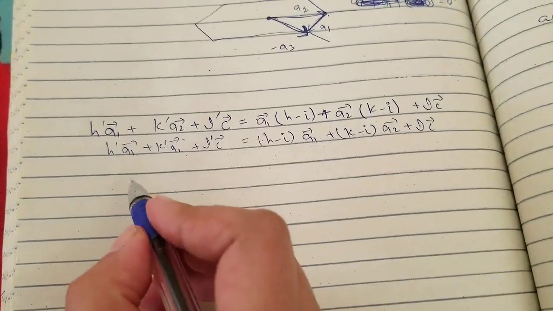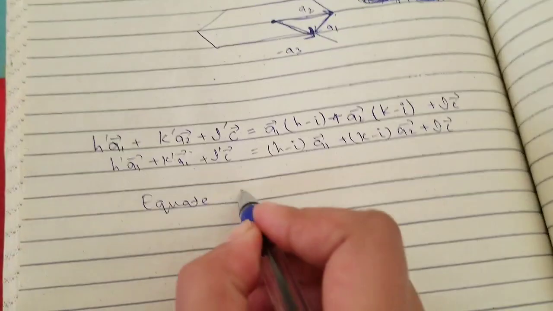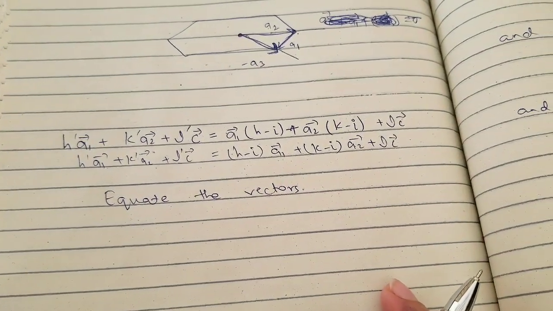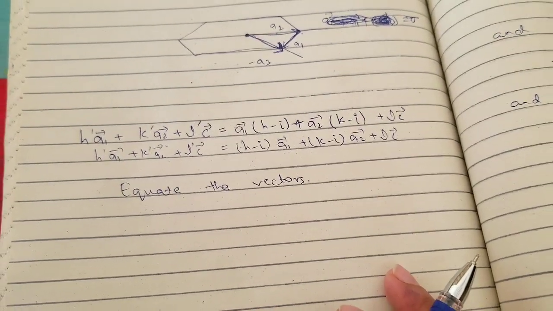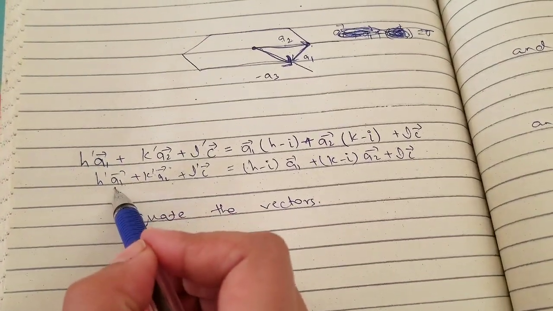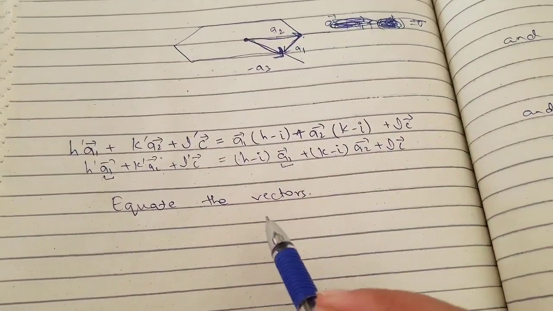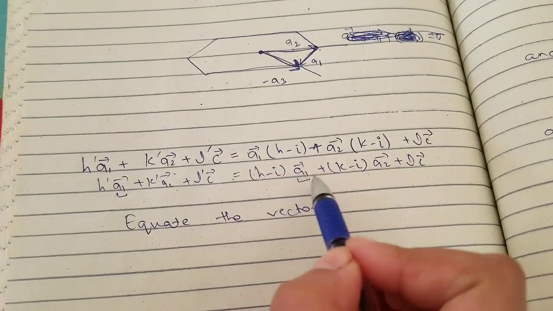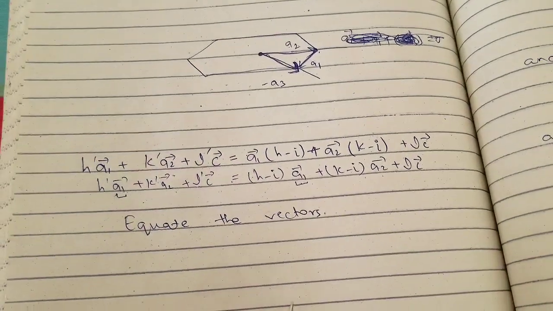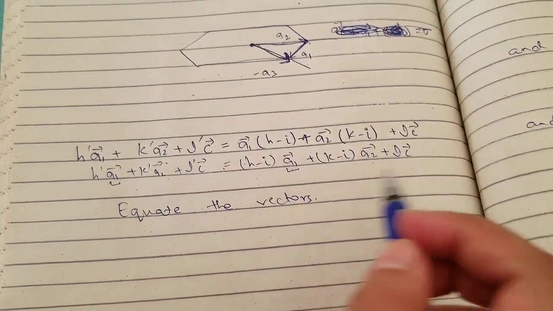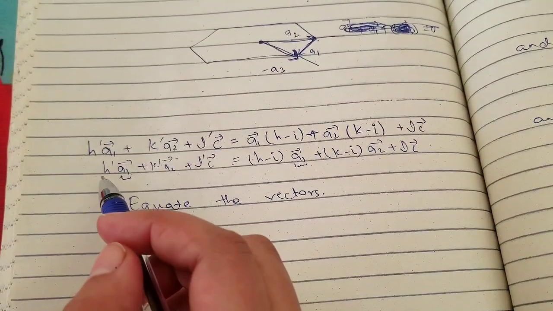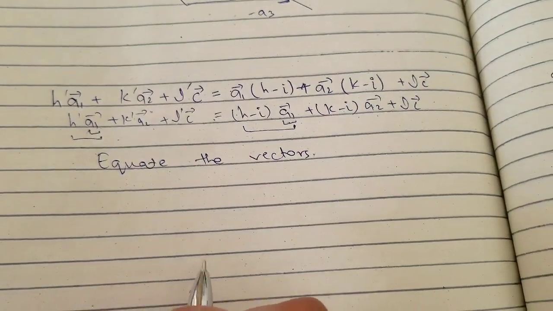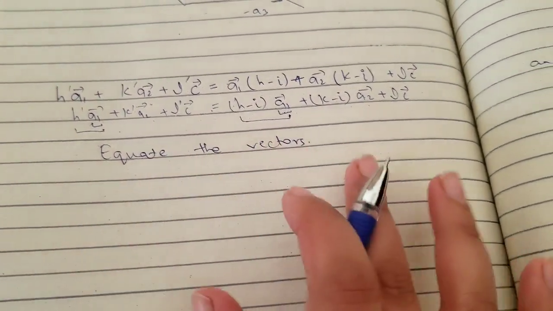Next step is to equate the vectors. It is a property of vectors that if they appear on both sides, then we can simply equate them. Since both of these expressions are equal to each other, and a1, a2 and c are independent vectors, they do not depend on each other. That is why we can simply equate this expression with this. So now we will equate the three vectors on both sides of the equation.